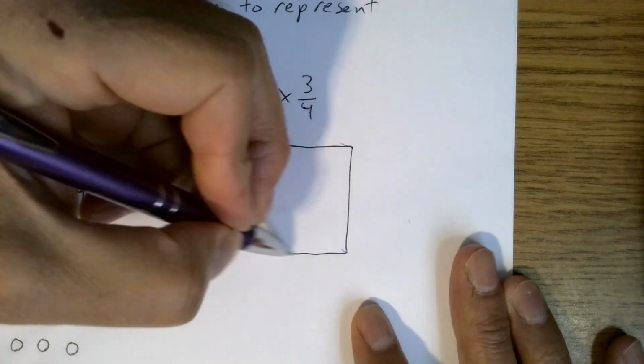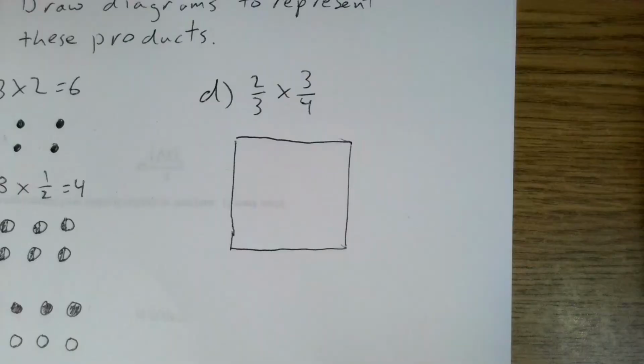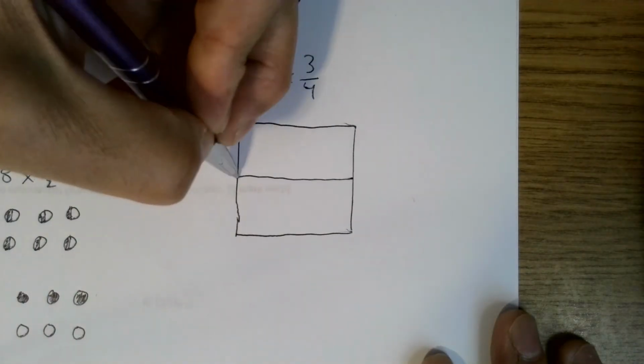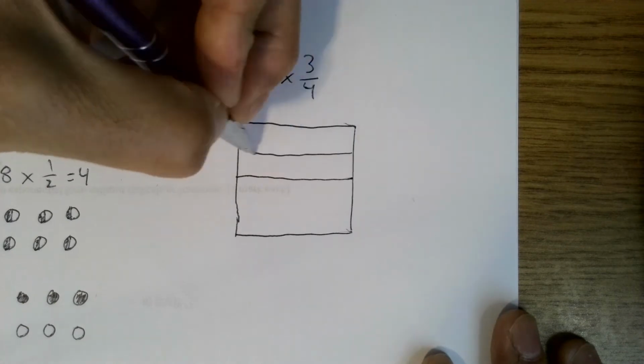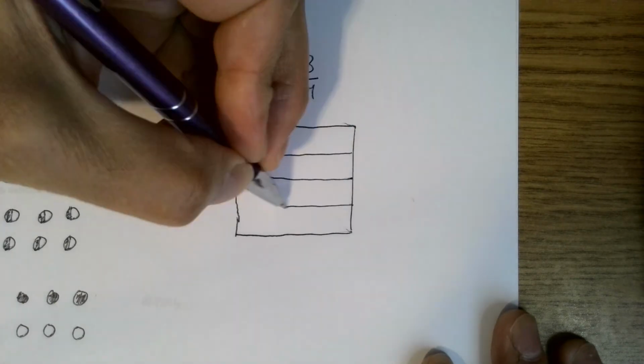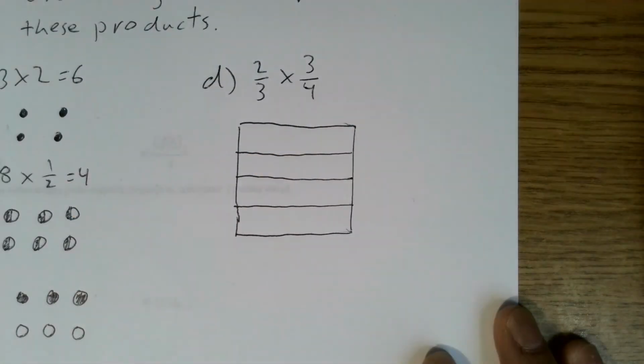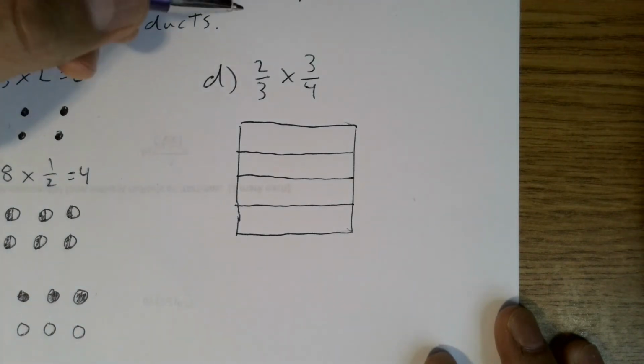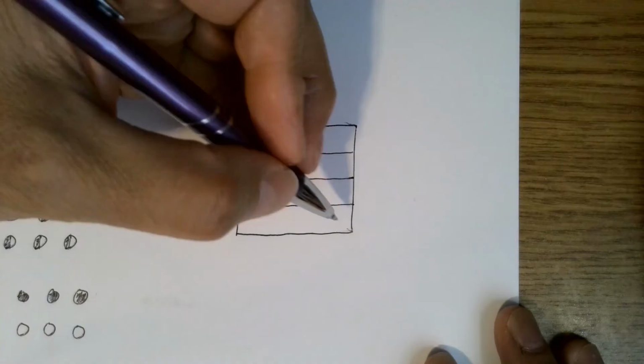So here's my rectangular pizza, and I want 3/4 of that, so I'm going to cut it in half this way, and then I'm going to cut those halves in half. And we want 3/4 of that.